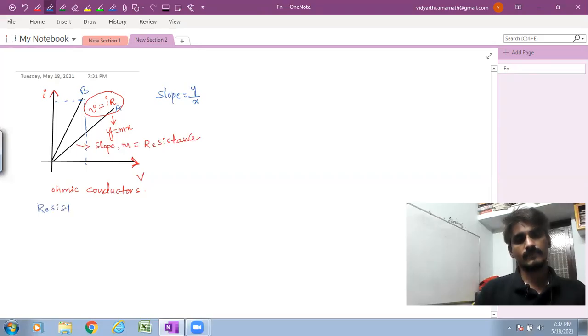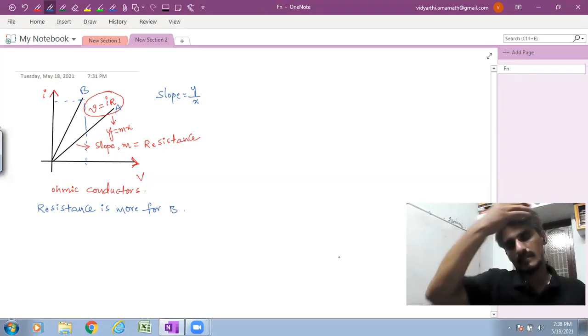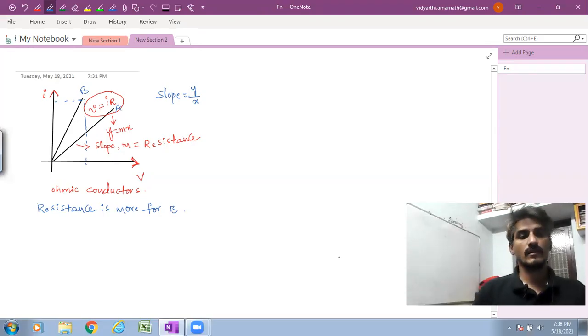Resistance is more for B. Understand? Why? Because we have to consider the slope of the curve or the slope of the straight line. Understand? So this is about resistance.